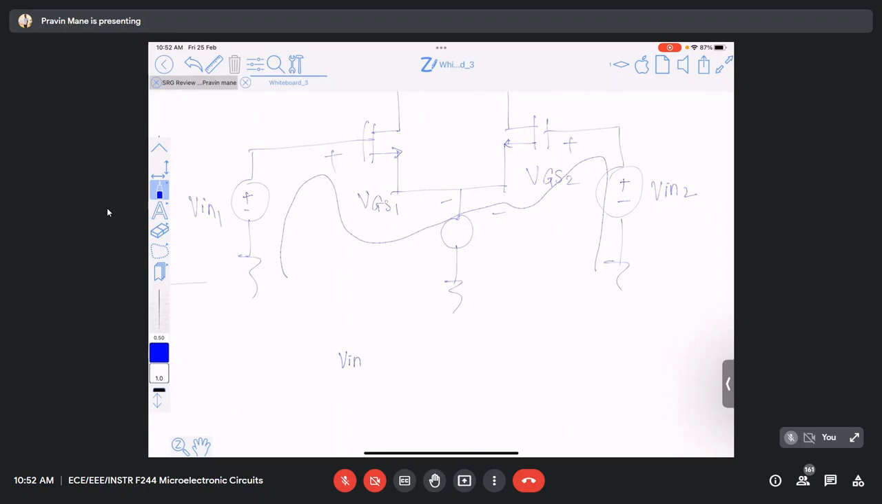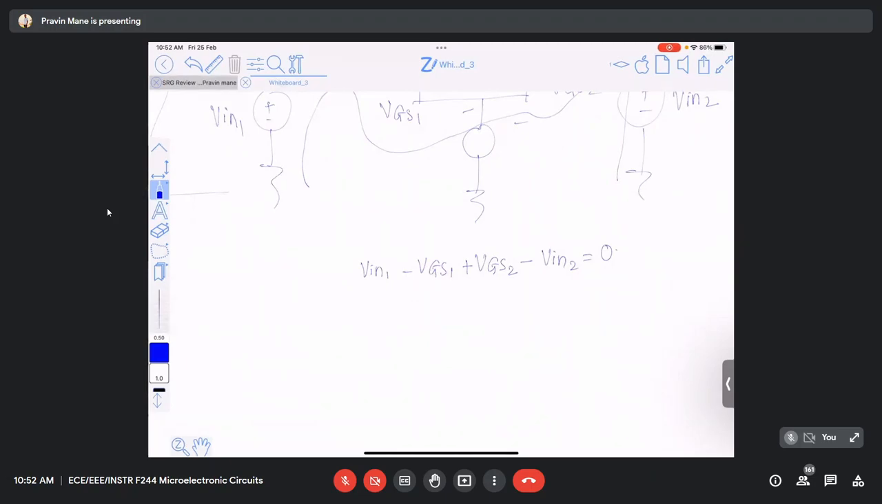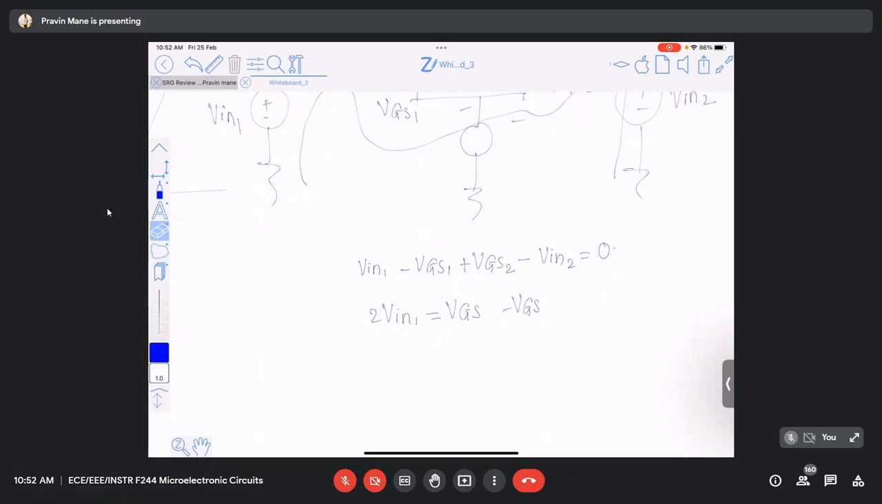Vin1 minus VGS1 plus VGS2 minus Vin2 should be equal to zero. What is the relationship between Vin1 and Vin2? They are negative of each other, so I will get 2Vin1 equal to VGS1 minus VGS2. This is the value.